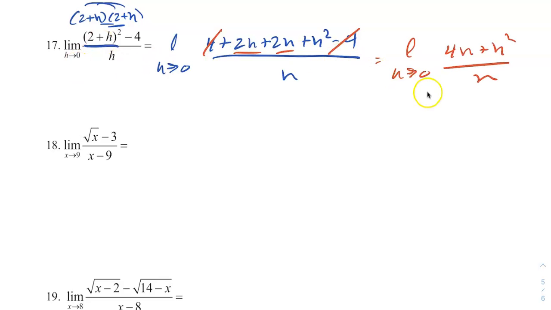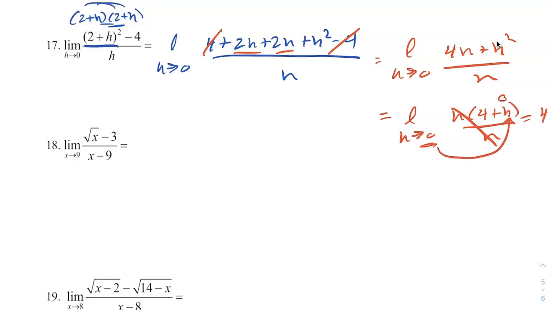Now, the whole goal is to plug in 0 again. I still can't plug in 0 because I get zeros everywhere, but I can factor an h out of the top. Wrong. Factor h on top, I get 4 plus h is what I meant, all over h. These cancel. Now plug in 0, and you get 4 plus 0, which is just 4.